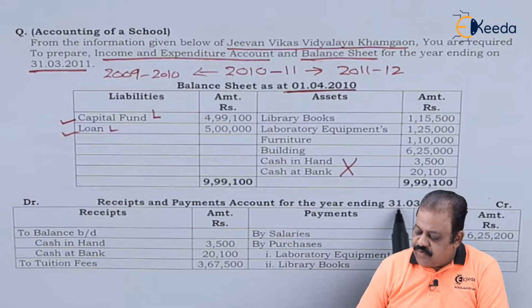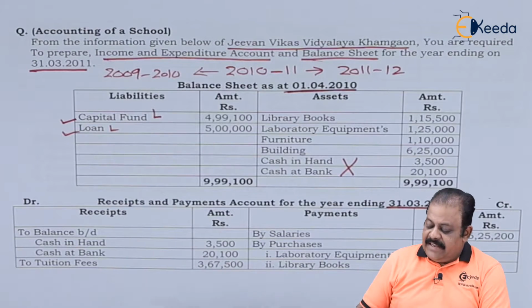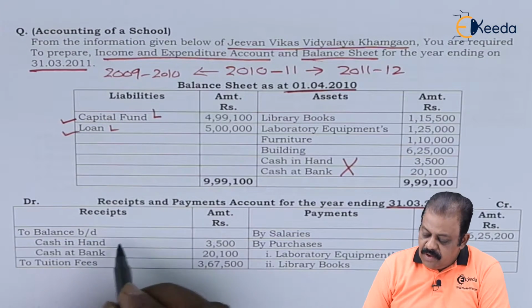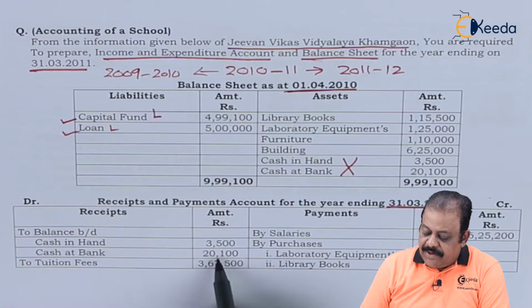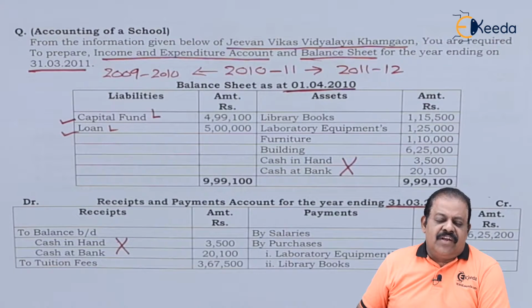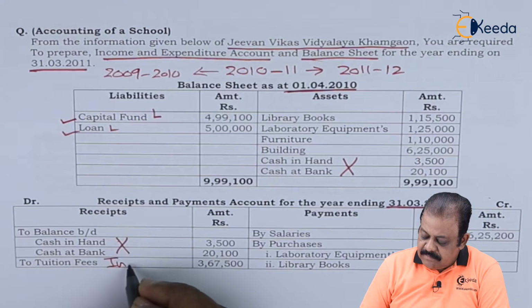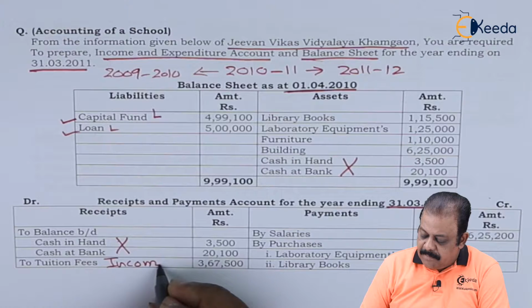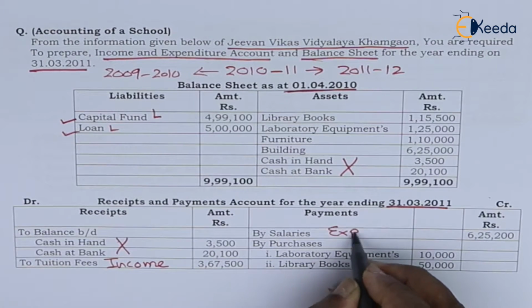Receipts and payment account for the year ending 31st March 2011. This is the summary of the cash book. Here we have opening balance 3,500, 20,100. It is repeated over here. This is not recorded anywhere in final accounts of NPO. Tuition fees. This is recorded as income. Salaries, expenditure.